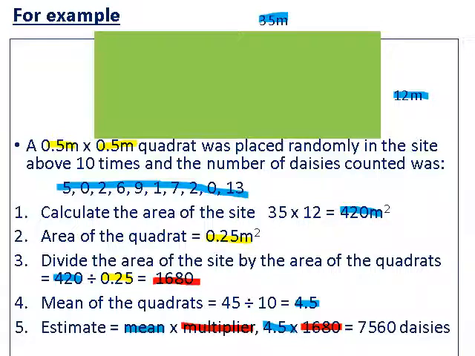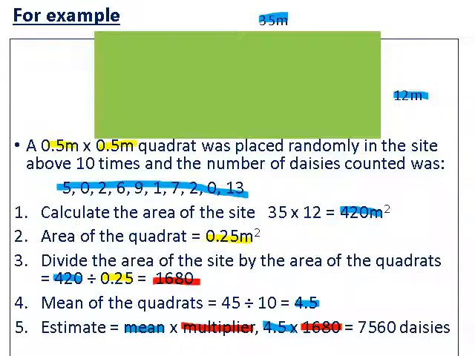So the takeaway from this is you calculate the area of the site first, then the area of your quadrat, then you divide the area of the site by your quadrat size, and that will give you your multiplier. So basically, how many times will the quadrat fit into your given area?